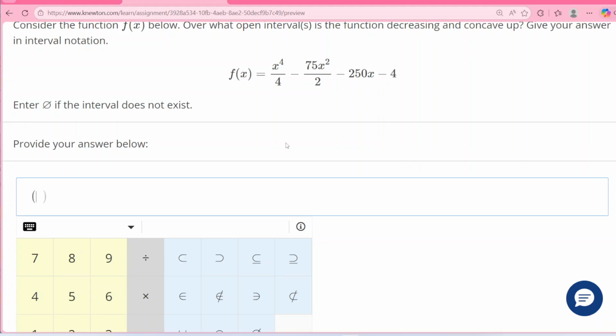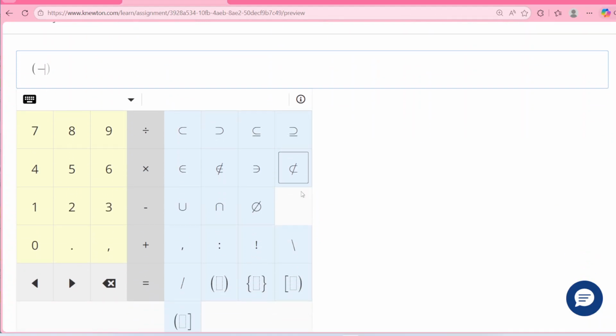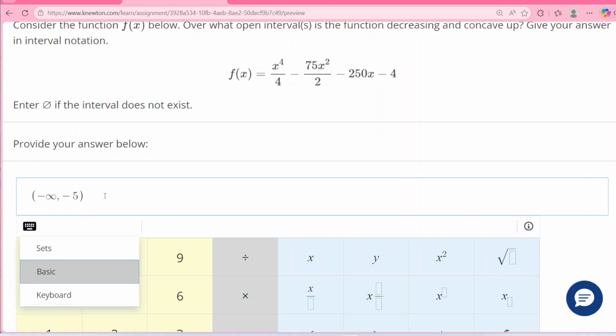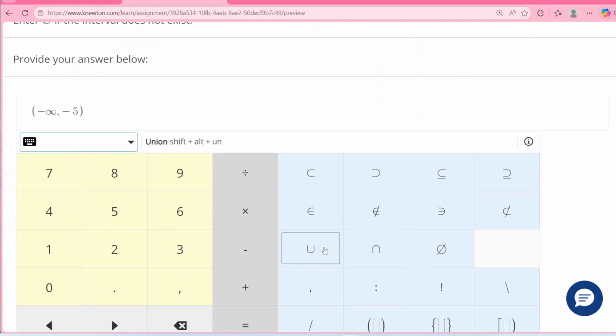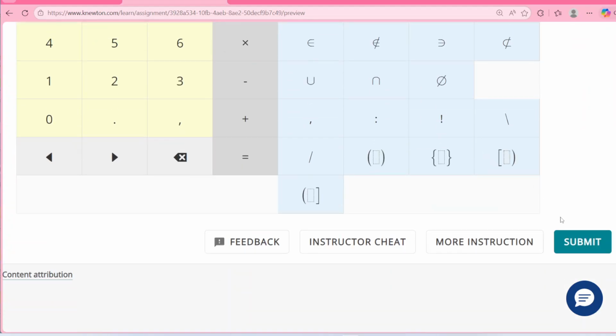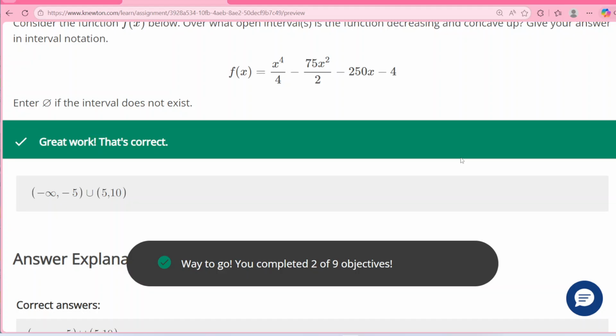All right, so interval notation, right? So again, from negative infinity, so minus infinity, now infinity's on the basic keyboard, up to -5, right? So that's the first interval. And then the union symbol, right? They didn't say anything about commas, right? So back to the sets keyboard, union. And then just between 5 and 10, right? So the interval from 5 to 10, it's also decreasing and concave up. Wonderful. All right, so those two are done.